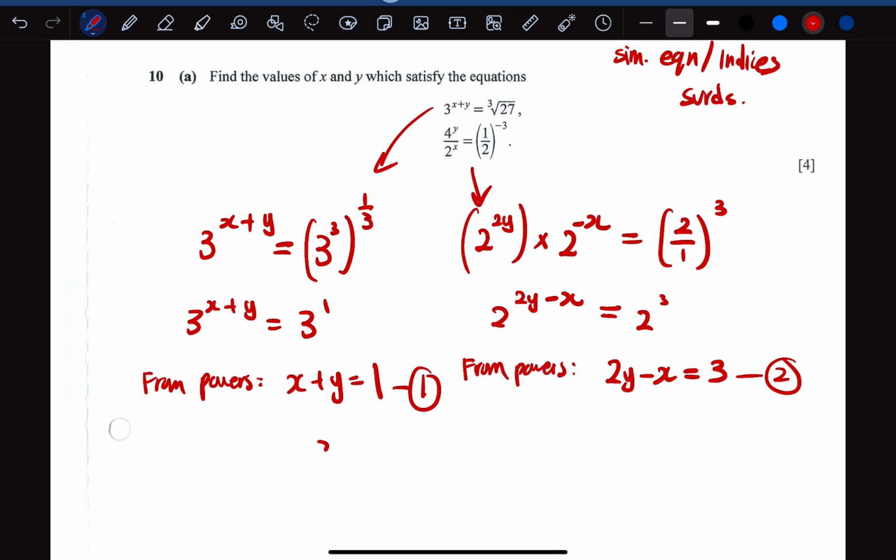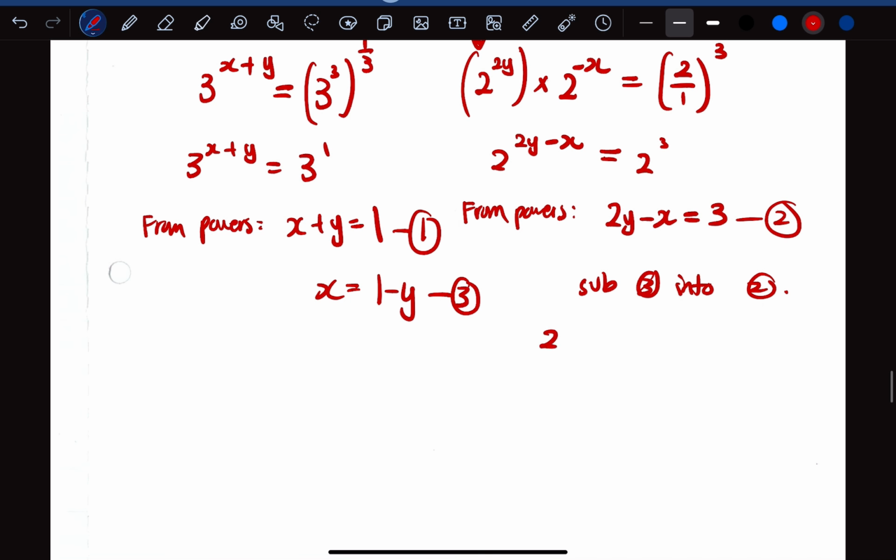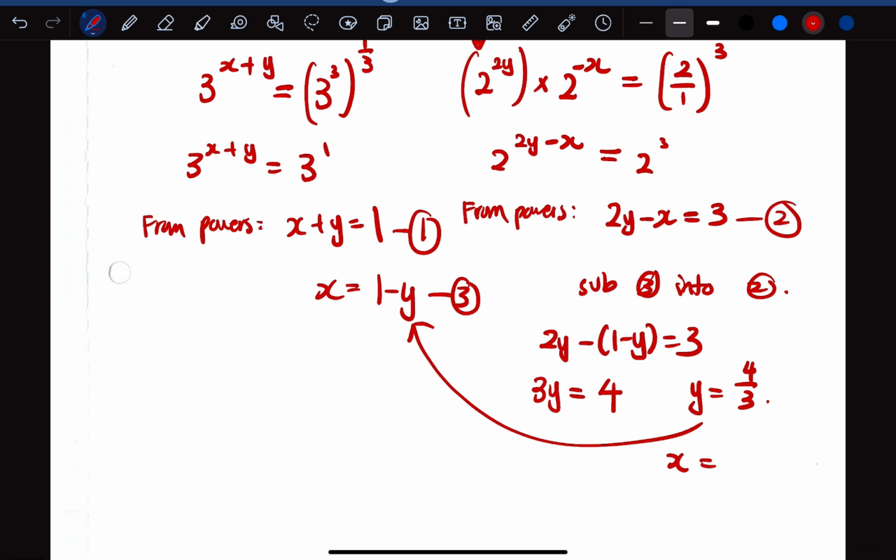All I'm going to do is make x the subject: x equals 1 minus y. I'm going to sub my third equation into my second equation. Just be careful of the brackets and the negative sign. 2y minus (1 minus y) equals 3. Here we get 3y equals 4, and y would be equal to 4 over 3. After this, just sub into your equation 3. We get x equals 1 minus 4 over 3, which gives negative 1 over 3.